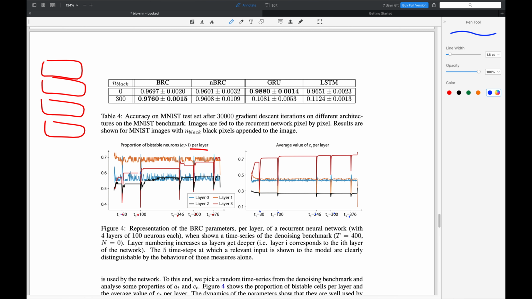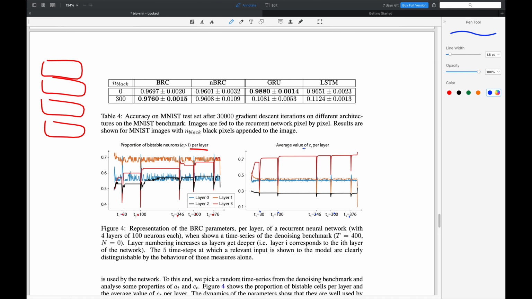because it shows the most impact on the bistable neurons, where at each timestamp where the network has to memorize, you can see that the proportion of bistable neurons increases. So this shows that bistable neurons do play an important role in making the network retain more information.